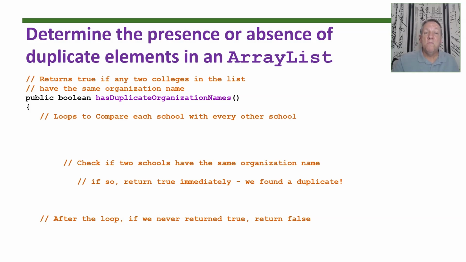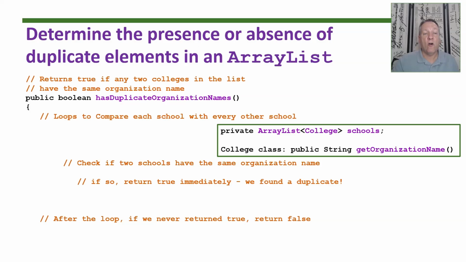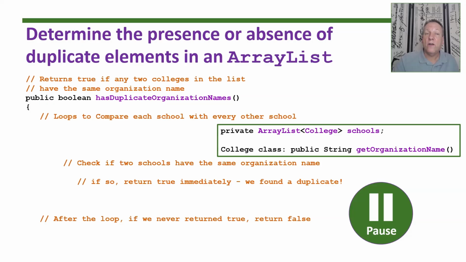All right. Don't forget, we do have our array list of colleges called schools, and we do have a method in the college class called getOrganizationName, which will return the name of the college or university. So go ahead and hit pause here, and we'll look at the code in just a moment.